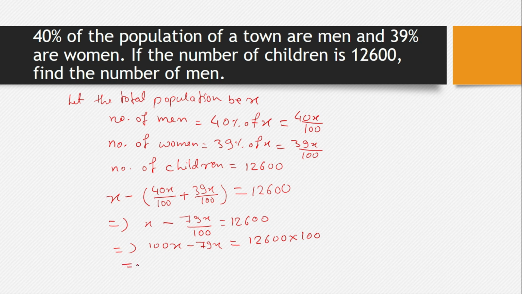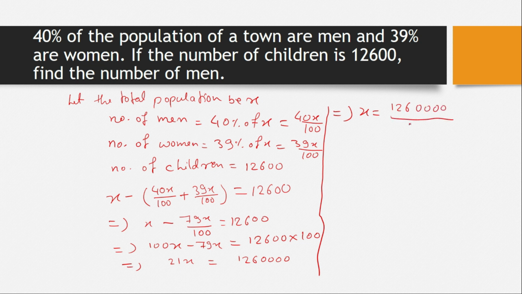Or 21x is equal to 1260000. I am writing here x is equal to 126 by 21, or the answer will be 60,000. This is the total population of the town.